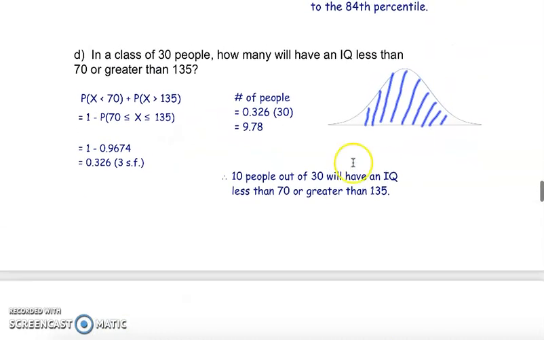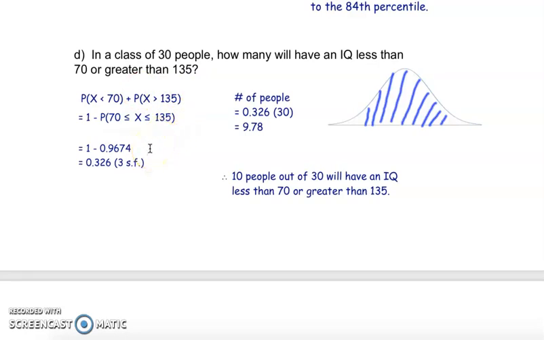And then D, in a class of 30 people, how many will have IQ less than 70 or greater than 135? So an IQ of 70 is on the low end, right? And then the IQ greater than 135 will be on the high end. Well, instead of adding the two tails on the diagram, what we could do is take the entire 100% of the population and then subtract the in-between area. So we can do this in one shot. So here's the setup. Adding the two tails, less than 70 or greater than 135, is equivalent to 1 minus the in-between 70 to 135.